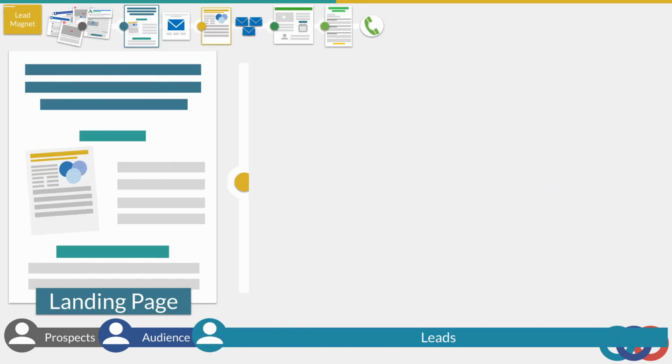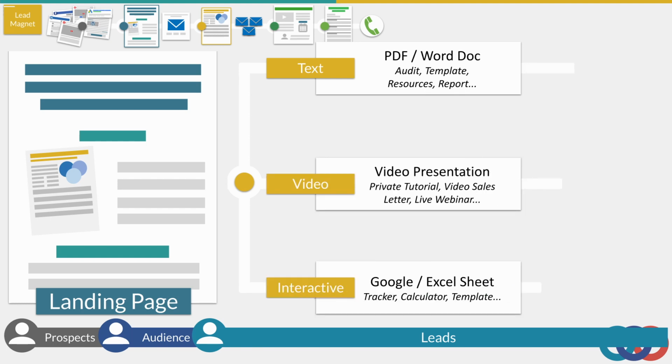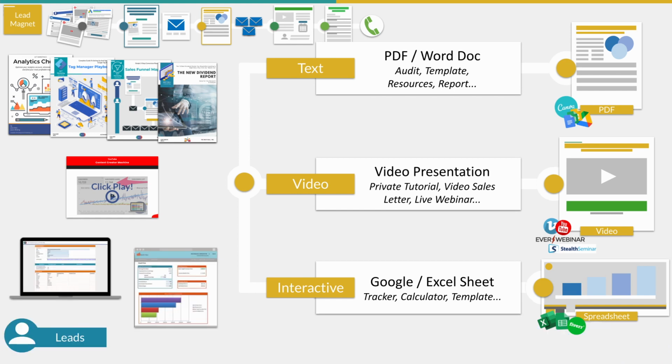There are 3 different types of lead magnets you can make. It can be text, video, or in an interactive form. A text-based lead magnet can be in the form of a PDF, a Word document. A video-based lead magnet tends to include private tutorials, video sales letters, live webinars, and such. An interactive lead magnet can be a Google or Excel sheet. Some examples include trackers, calculators, and templates.